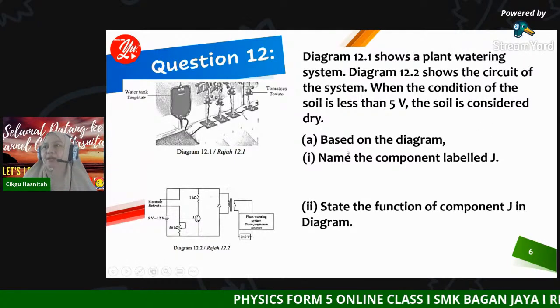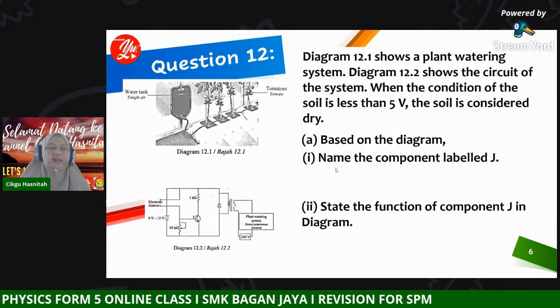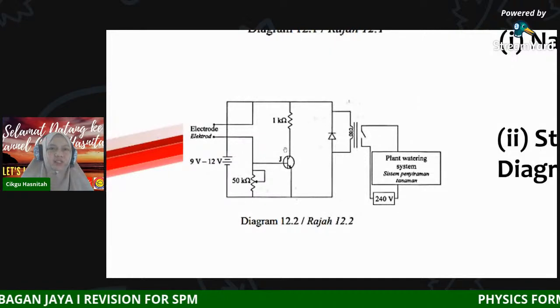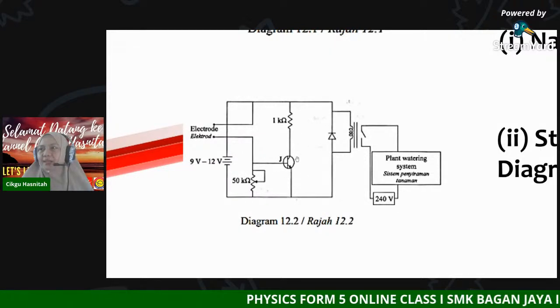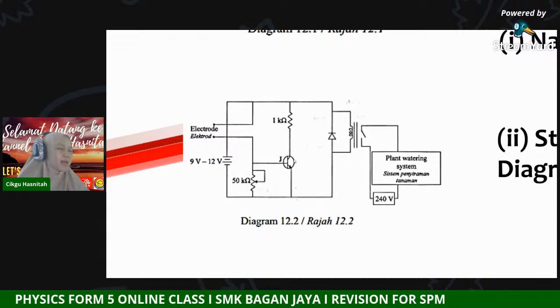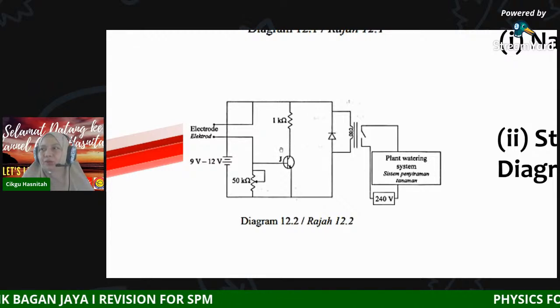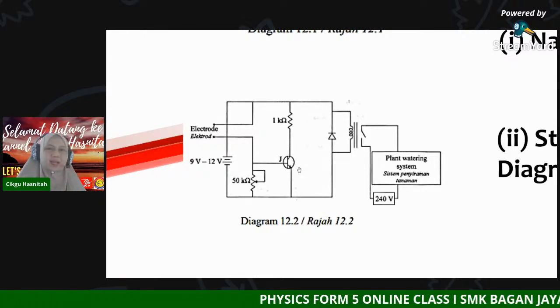Okay, so based on the diagram, name the component labelled J. So first question, name the component labelled J. This is where J is. What is the name of this electronic component, class? Can you please type the name of this component? Do you remember this symbol? What electronic component is J?